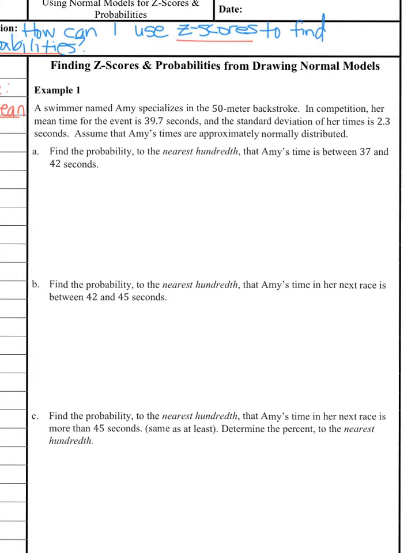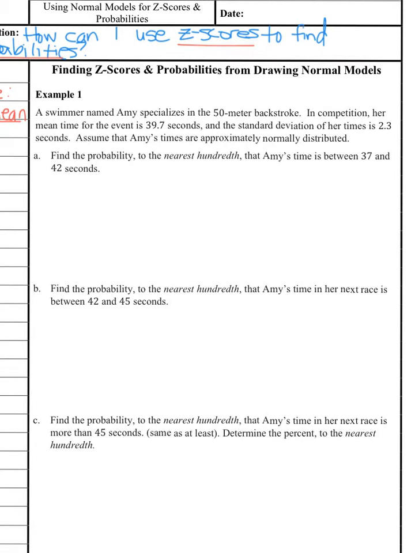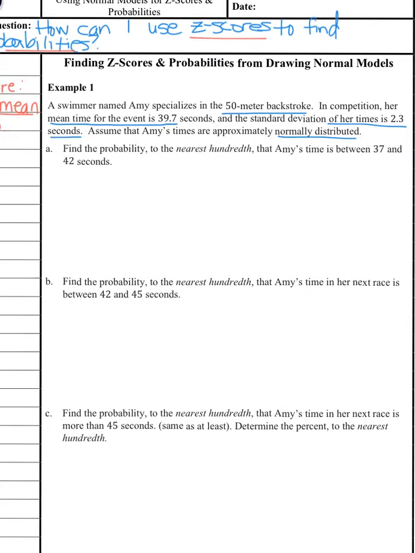Okay, so example 1 talks about a swimmer named Amy, who specializes in the 50-meter backstroke. In competition, her mean time for the event is 39.7 seconds, that's her average, and the standard deviation of her times is 2.3 seconds. So it deviates by 2.3 seconds, assuming that Amy's times are approximately normally distributed. Okay, so normal distribution curve, we want to start off by drawing a picture, which is very important to do and understand what you're finding.